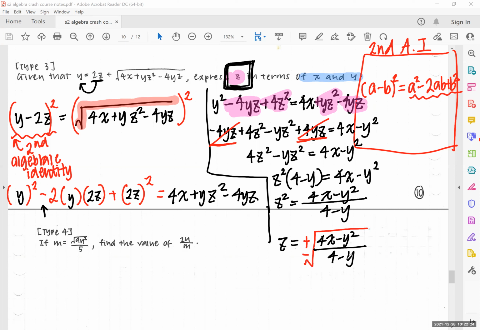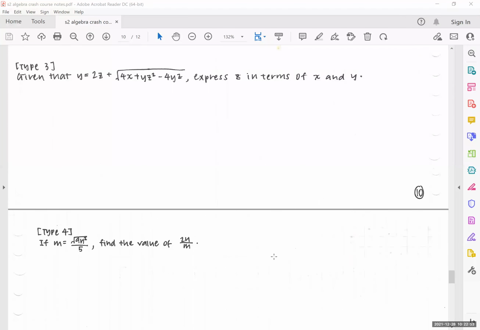Okay, now we move on to type 4. Is type 4 the last one? No, it's type 5. Then after that, yeah, can we flip the next page? Flip, flip, flip. All right, so can I clear screen now? Can I? We'll move on to type 4.